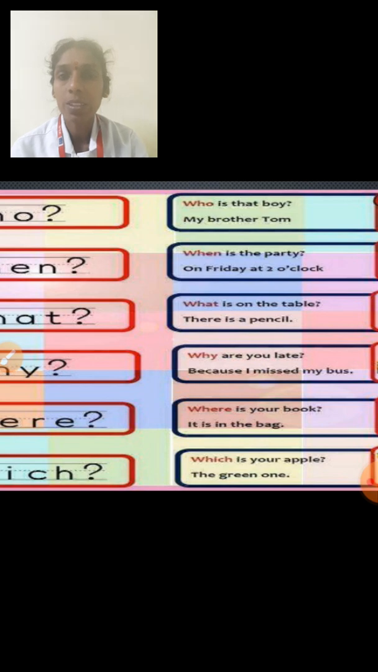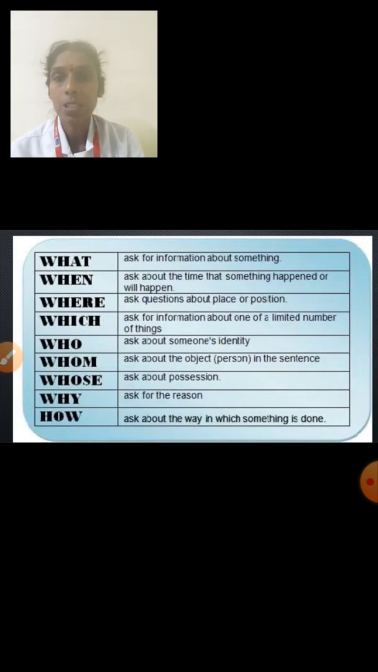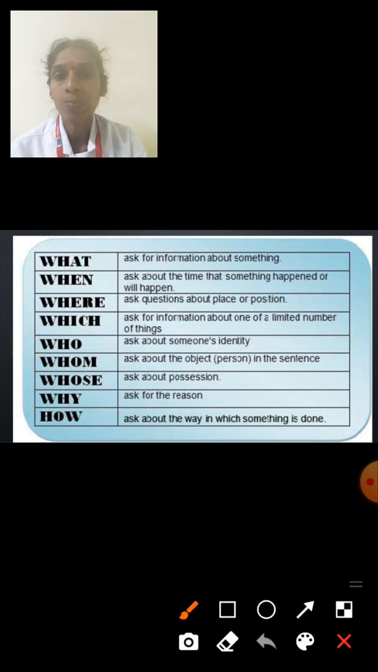It begins with the letters WH, and we can call them WH questions or question words. Next, what. For asking for information about something we use the question word what. When is used to ask about the time that something happened or will happen.